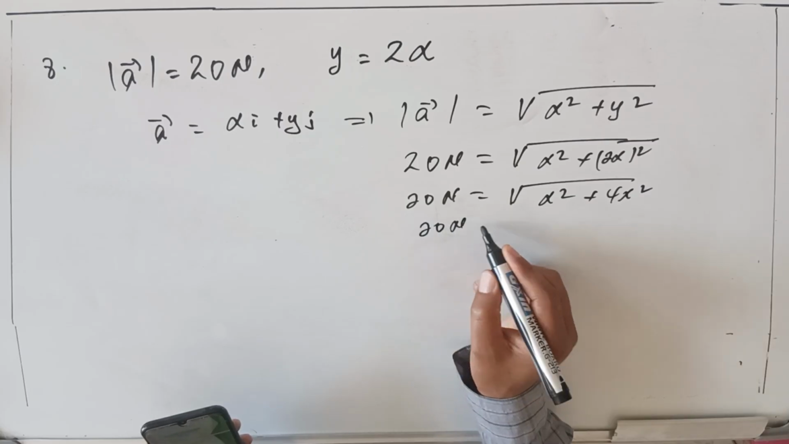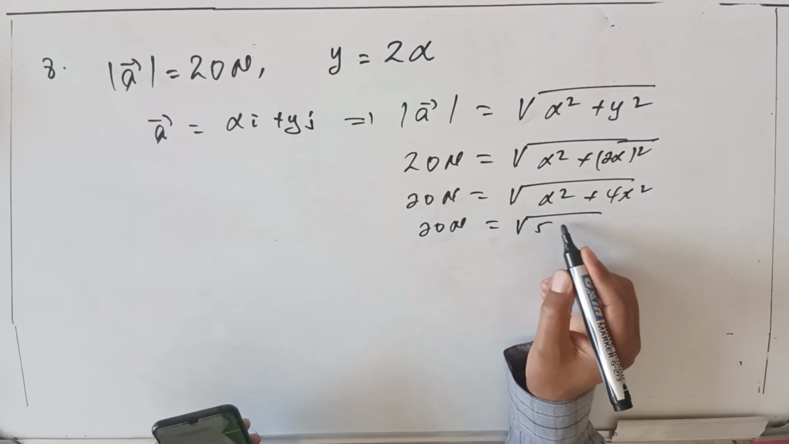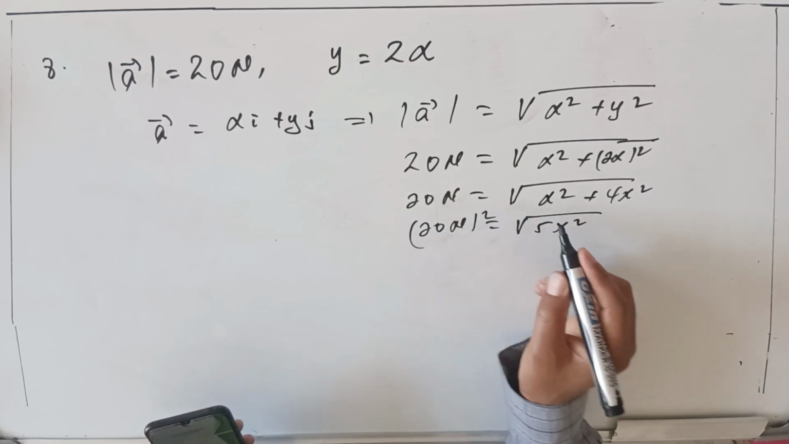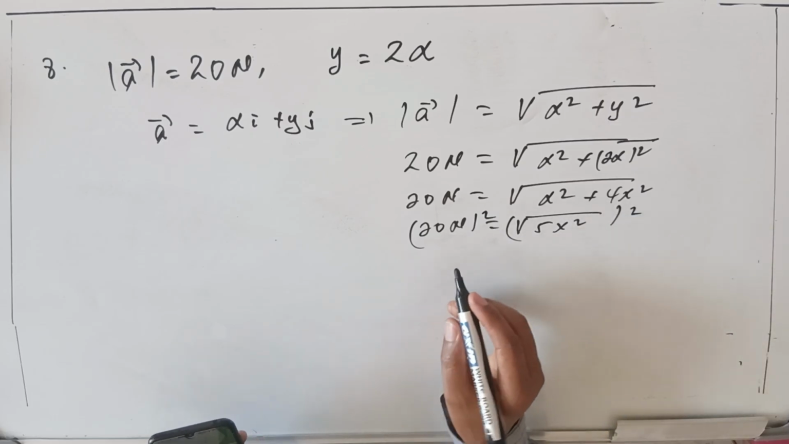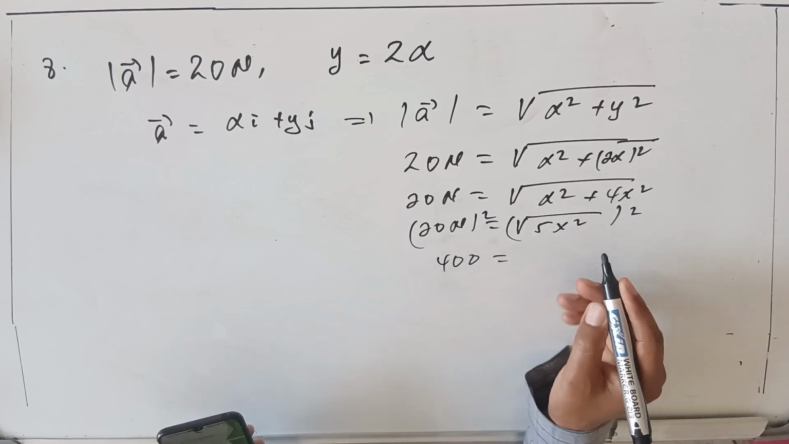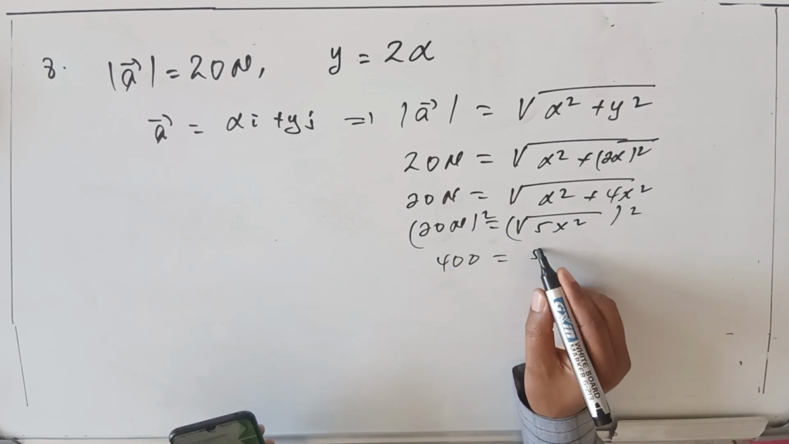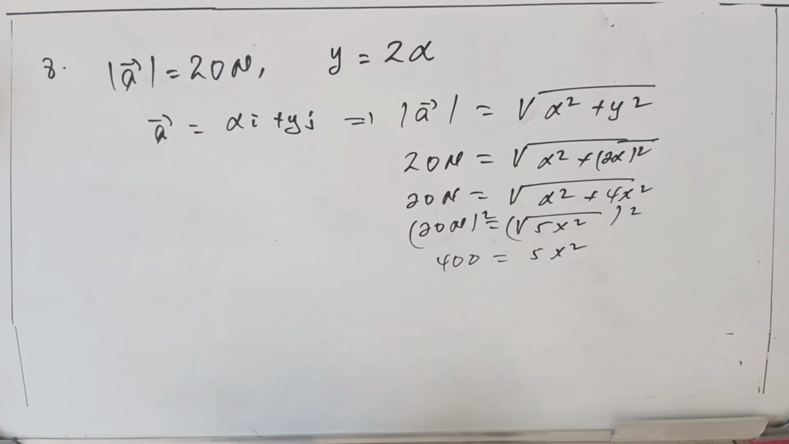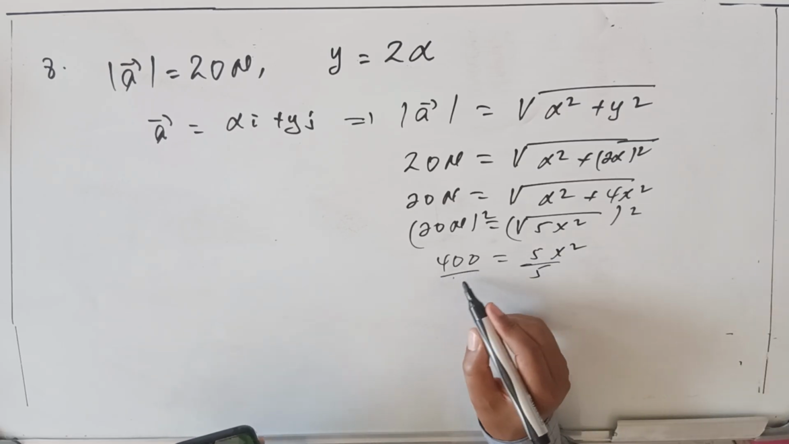20 Newton is equal to square root of 5x square. Just make it both sides square. Then 400 is equal to 5x square, the square root and square cancel each other. Just both sides divide by 5.